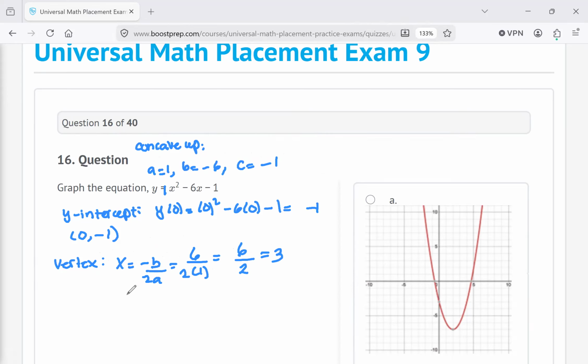And then how do you find the y value of the vertex? All you have to do is plug 3 into the function. So that would be 3 squared minus 6 times 3 minus 1. And again, like I said before, we can use a calculator. Put that all in the calculator, you get -10. So my vertex is going to be at (3, -10).